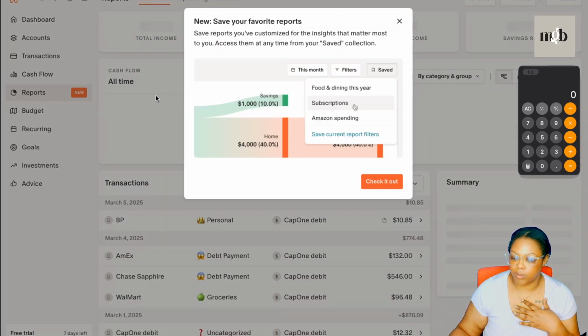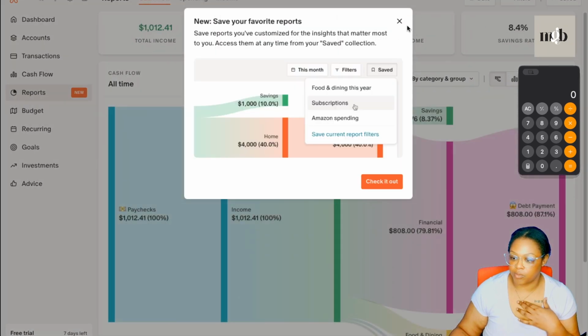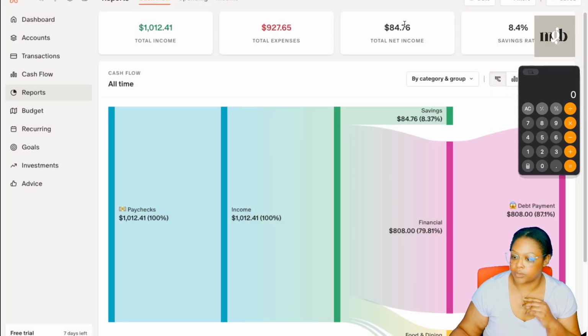All right, so let's move on. Now let's look at, I don't know, what's this reports thing? View and save your favorite reports. Oh, customize. Okay, so it's got cash flow.